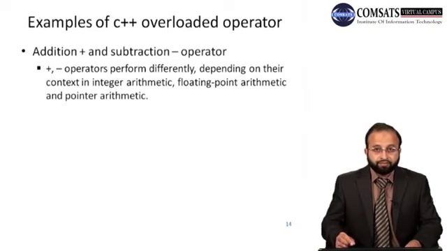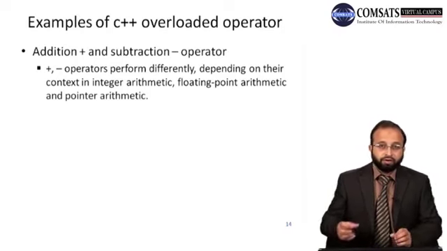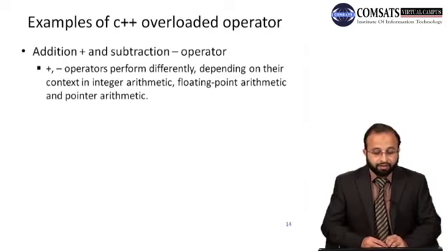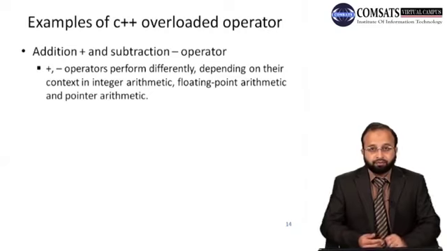If we add two integers it performs differently. If we add two floating point numbers, it performs differently, because now it is adding two floating point numbers. And in case of pointer arithmetic, it performs differently. If we have a pointer p and we add 1 to that pointer, then we are actually adding 4 if that pointer points to an integer value, right? So the plus or minus operator performs differently depending upon the context.